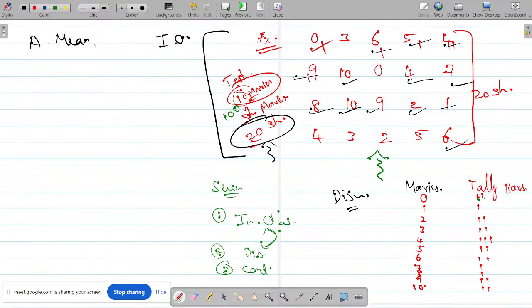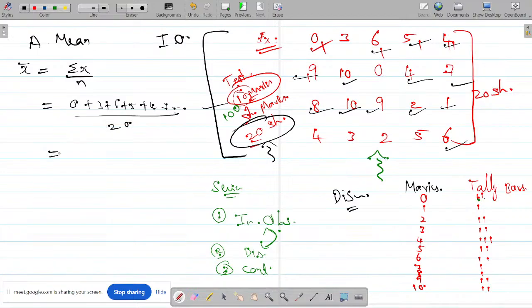I'm talking about arithmetic mean. What is the arithmetic mean formula for individual observation? Summation x by n. What do you mean by summation x? You add all the values, which means you take 0 plus 3 plus 6, 5 plus 4, etc., up to the last value, divided by 20.